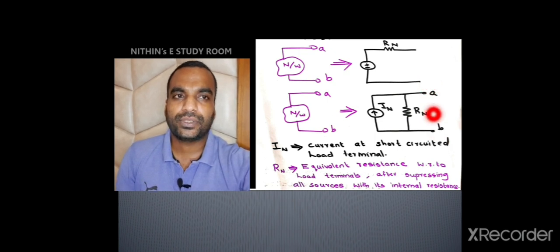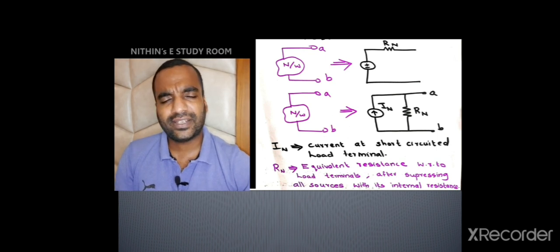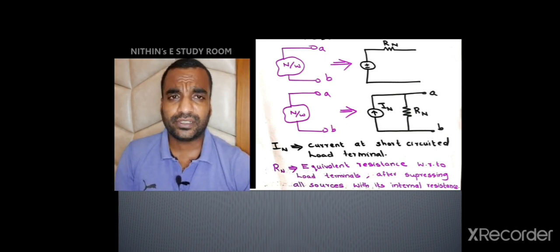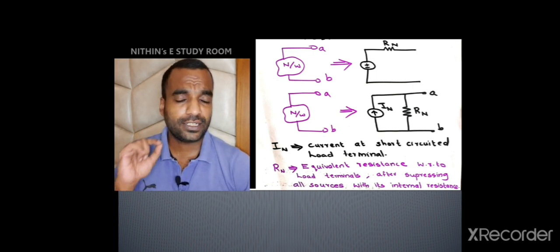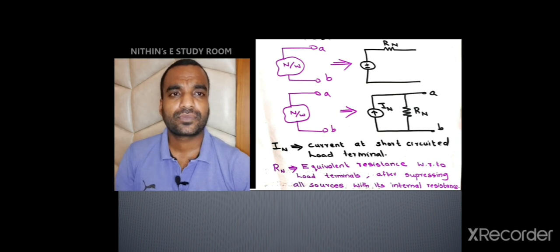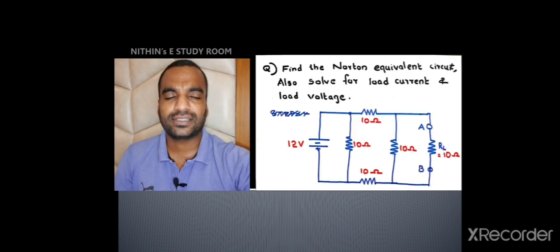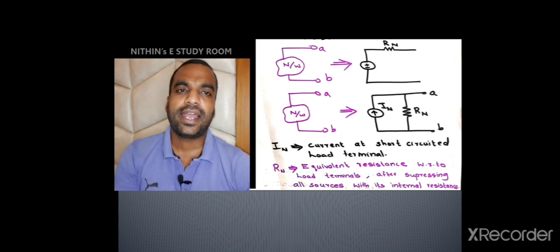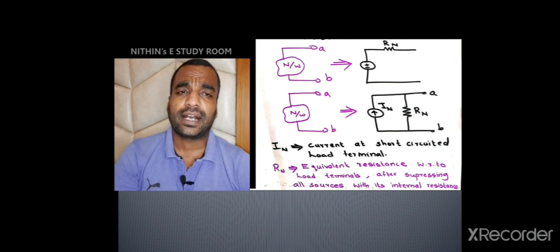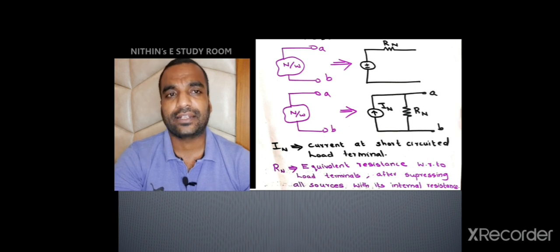You have to short circuit these 2 points, and then by using some techniques like KVL, KCL, voltage division rule, current division rule, whatever it may be, you have to find the value of current passing through that resistance. So you have to short circuit in the basic network, not in this simplified network. You have to find the value of current passing through that short circuit path, and that current is known as IN, or Norton's current.